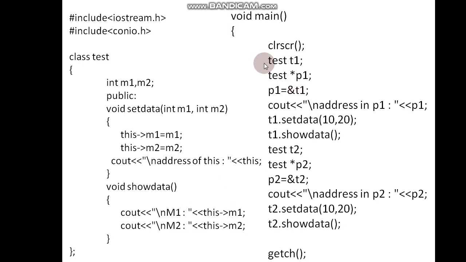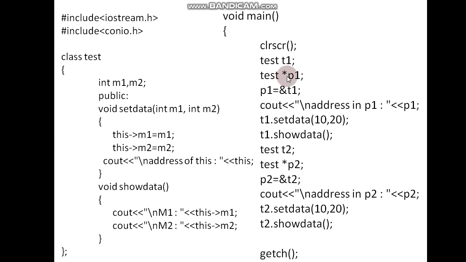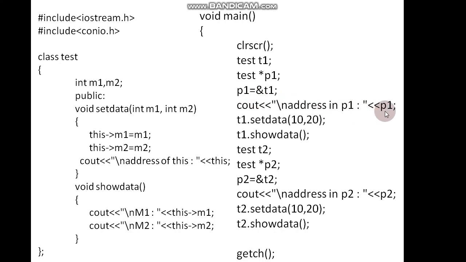Now in main function, T1 is an object of class test. P1 is a pointer variable which can hold address of object of type test. We get the address of T1, we store it in P1. We can display the address here.